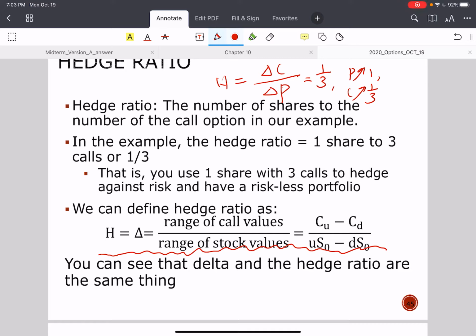Now, you want to hedge against this risk. What can you do to construct a hedging portfolio? Well, you know that if stock price increases by 1, call option price increases by 1/3.